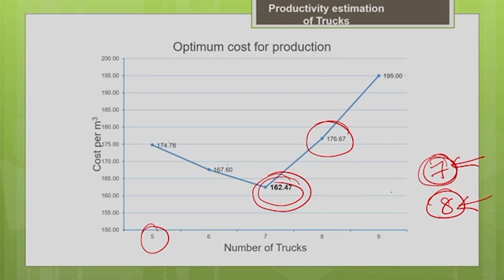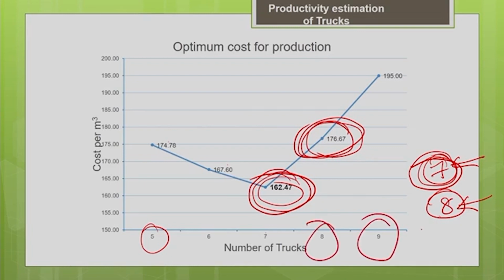You can see that for the lower number of trucks, 7, the unit production cost is very low. When you go for 8, there is no significant increase in productivity, which is why the unit production cost increases significantly. Whether you go for 8 trucks or 9 trucks, there will be no increase in productivity, just an increase in the truck cost. That is the reason it is increasing significantly.